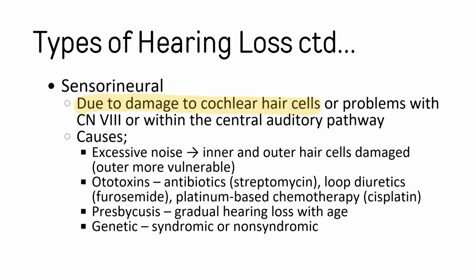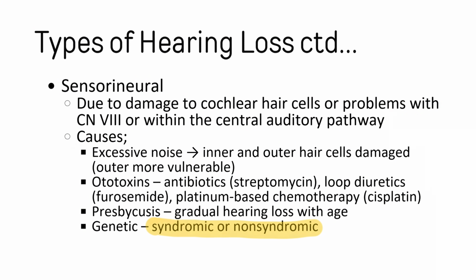It occurs due to damage to the cochlear hair cells or problems with cranial nerve 8 or within the central auditory pathway. Causes include excessive noise, which damages hair cells, ototoxins such as antibiotics, diuretics, and chemotherapy, gradual hearing loss with age, termed presbycusis, and genetic causes, which can be syndromic or non-syndromic.